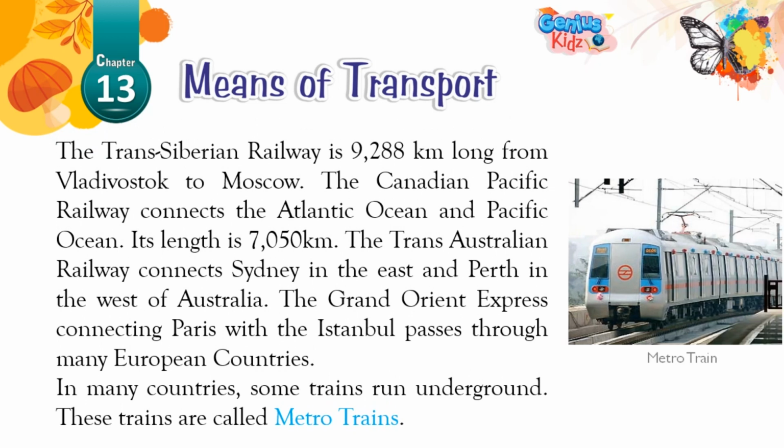The Trans-Siberian Railway is 9,288 kilometers long, from Vladivostok to Moscow. The Canadian Pacific Railway connects the Atlantic Ocean and Pacific Ocean. Its length is 7,050 kilometers. The Trans-Australian Railway connects Sydney in the east and Perth in the west of Australia.